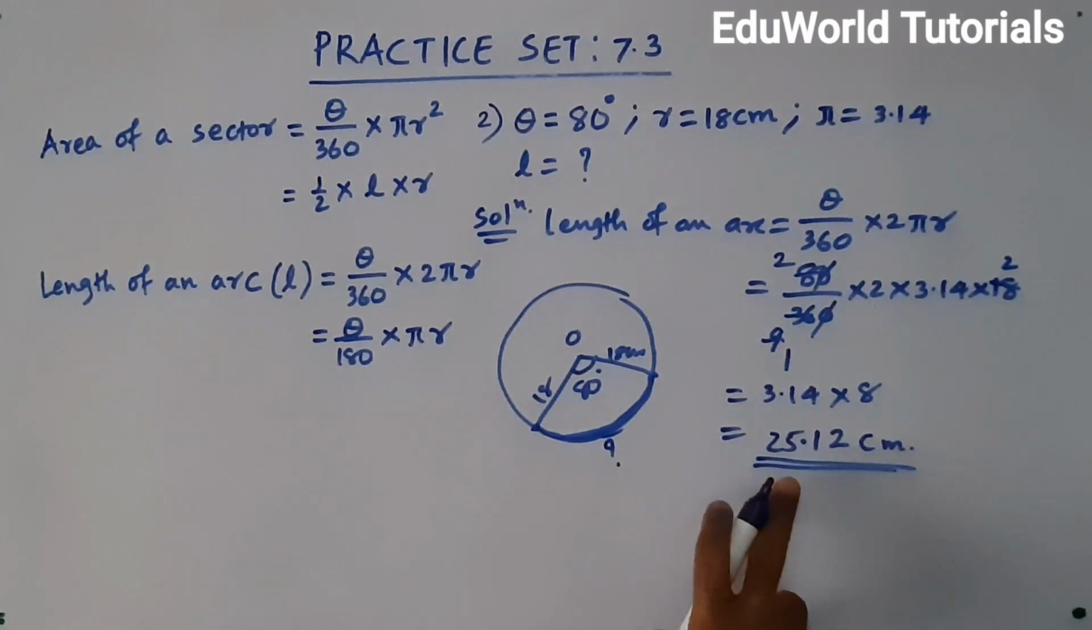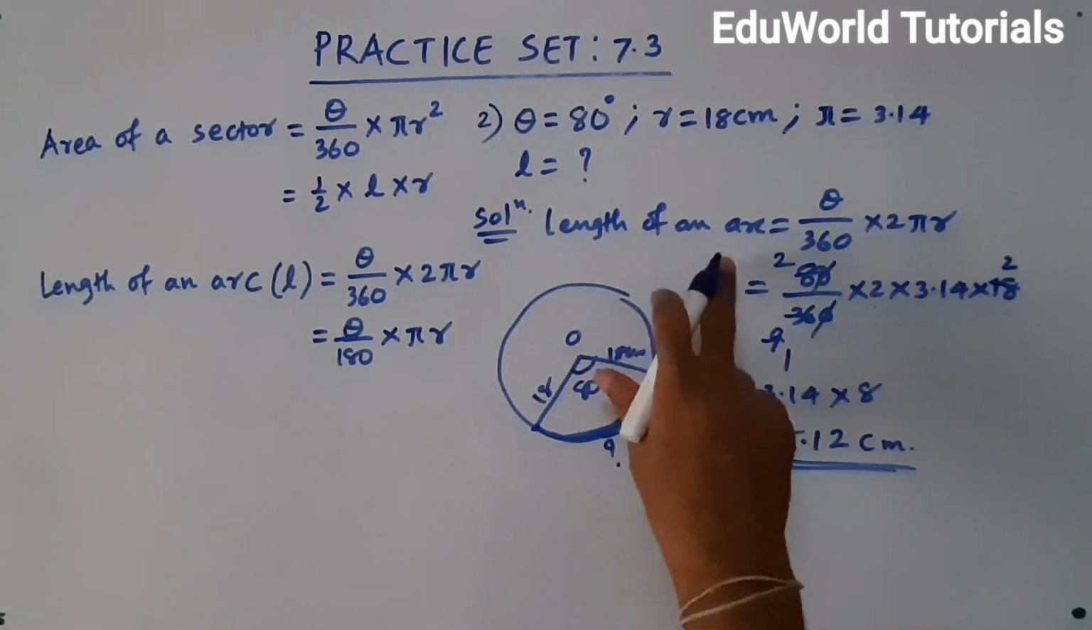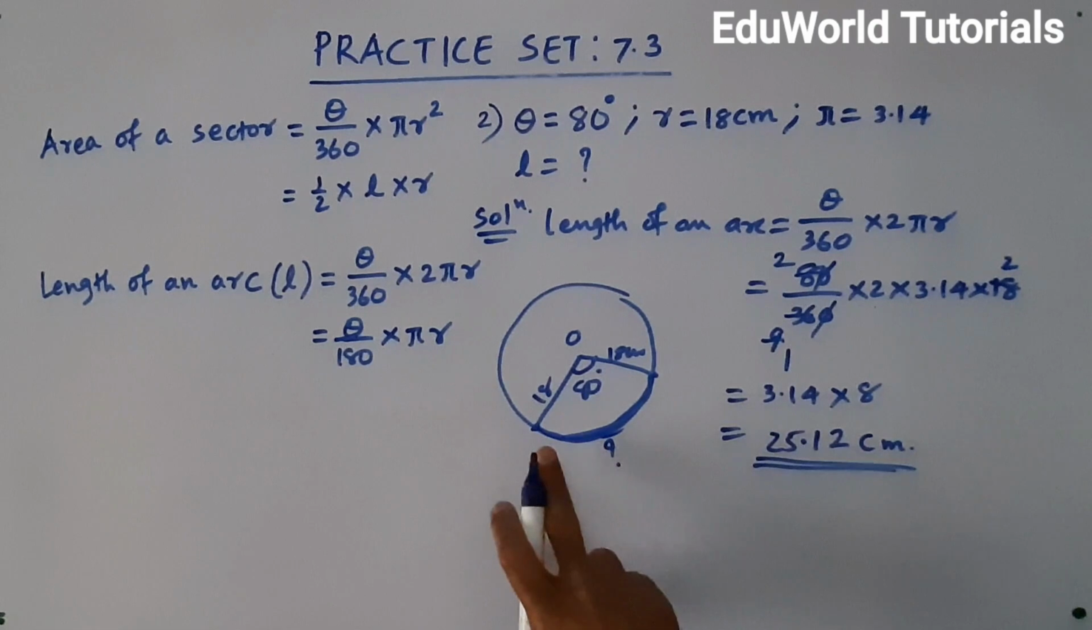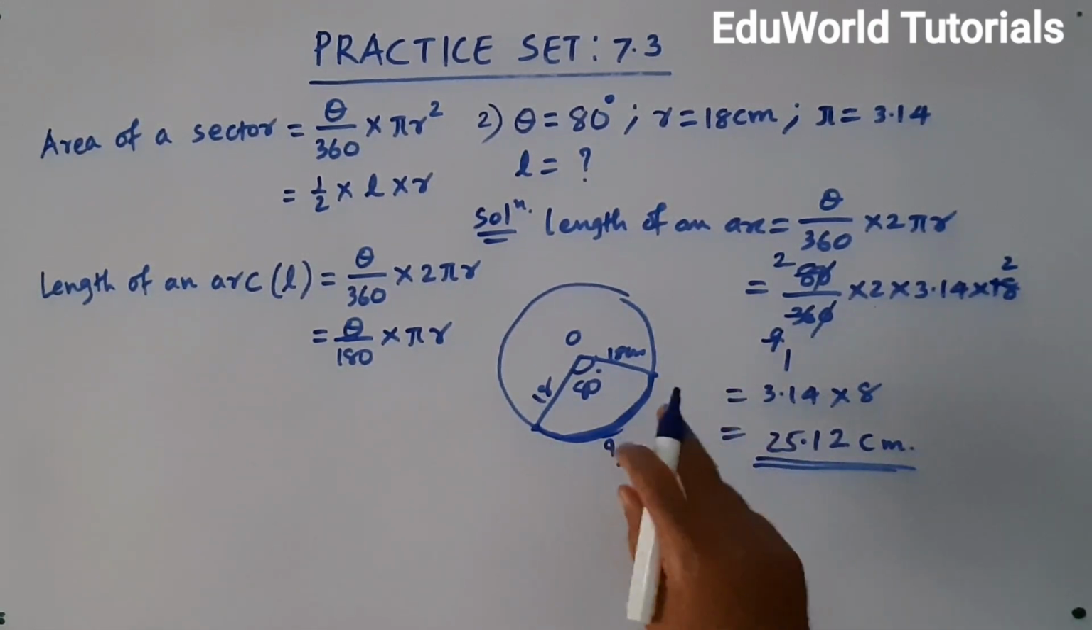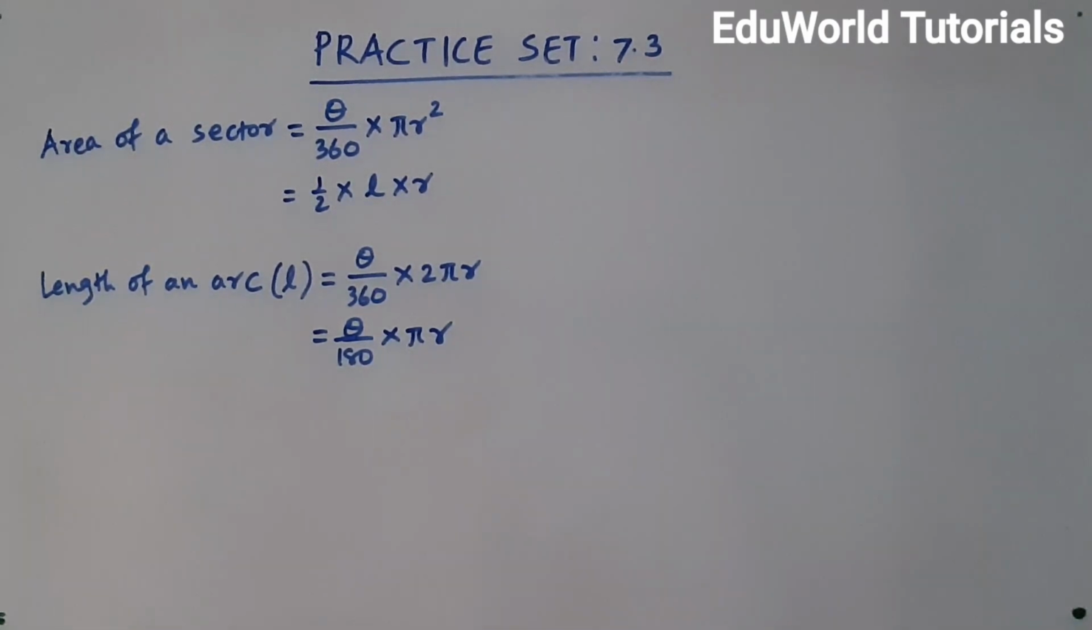Understood? So it is 25.12 centimeter, the length of the arc. Don't write centimeter square because it is not the area, it is the length. Length is measured in either centimeter or meter. Understand? This is the second sum. Now we will go to solve the third sum.